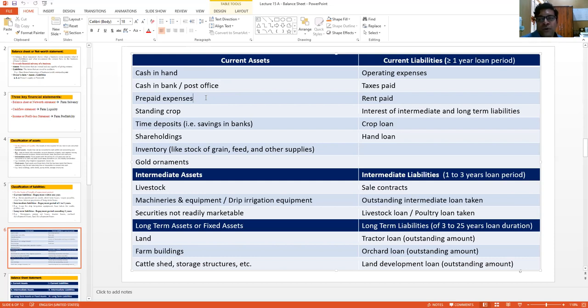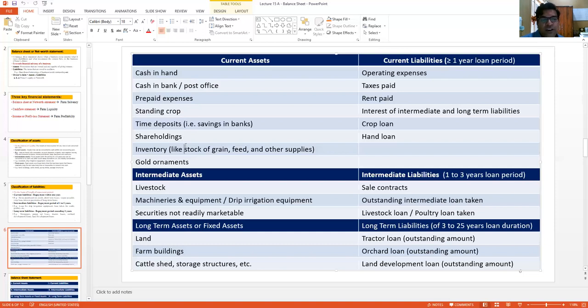So it means you own it because you have paid for it. Then standing crop, the crop which is standing is a current asset. Then time deposits, same thing like cash in bank, post office. Shareholdings, the farmer is owning some shares in some companies. You can call that current assets because it is easy for the farmer to convert those shares into money immediately if there is any urgency.